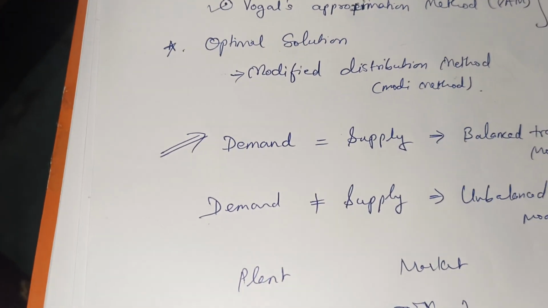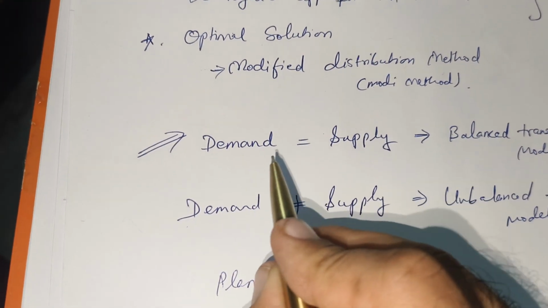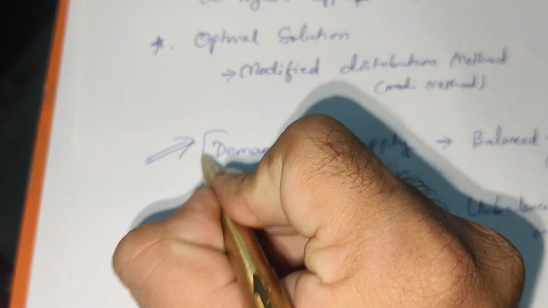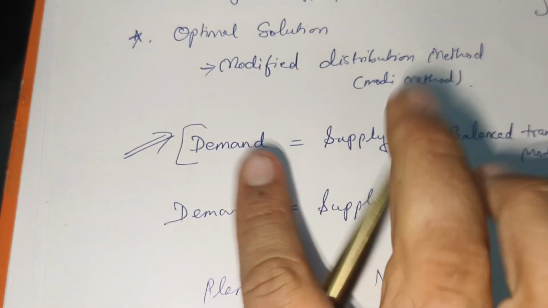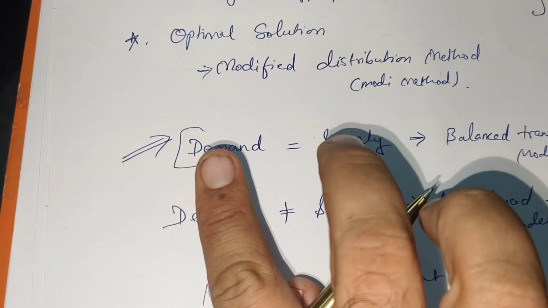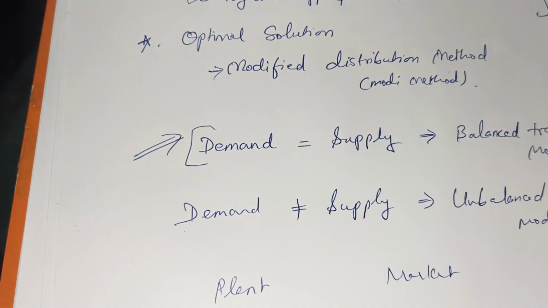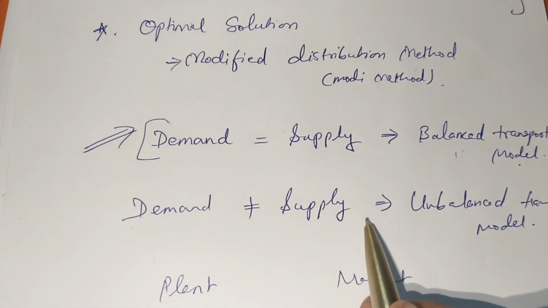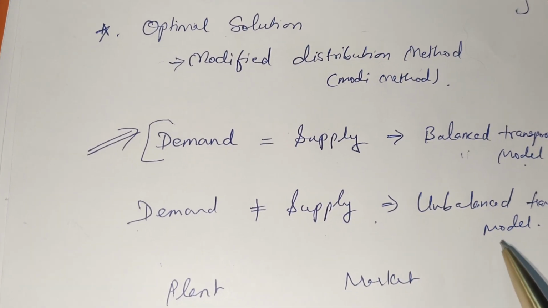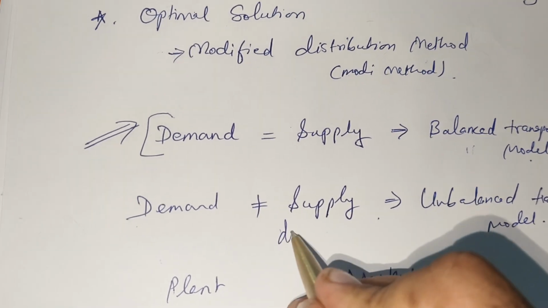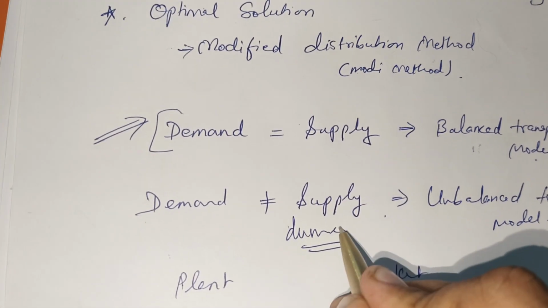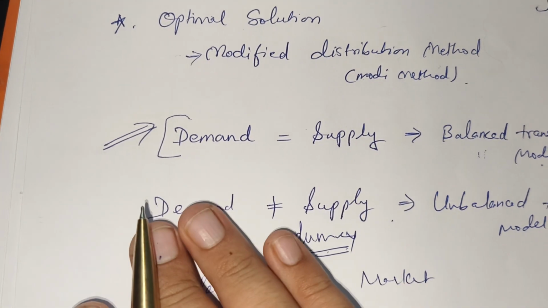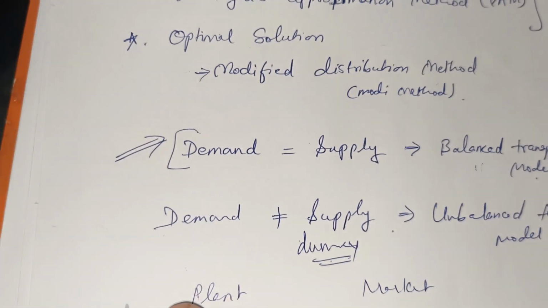Here in transportation model you need to remember the sums can be asked of two types. The first case is when demand and supply are equal. If your demand and supply are equal, it is known as a balanced transportation model. If demand is not equal to supply, it is known as unbalanced transportation model. Here we have to use a dummy row or column to balance it, and then solve it. I will teach you in the later part of the video.